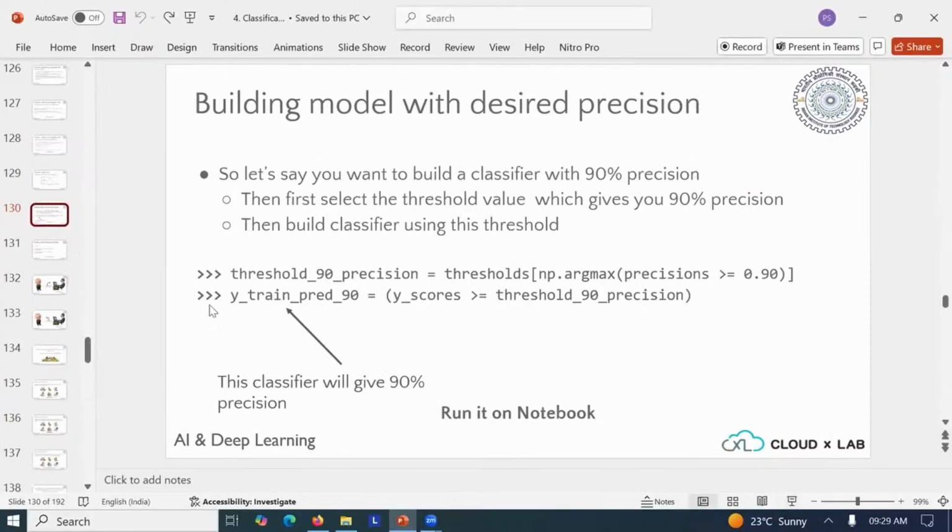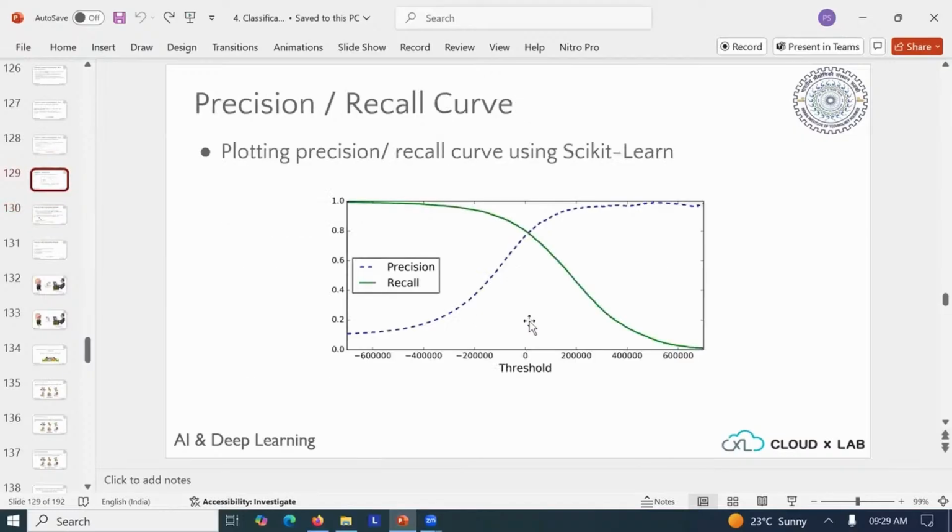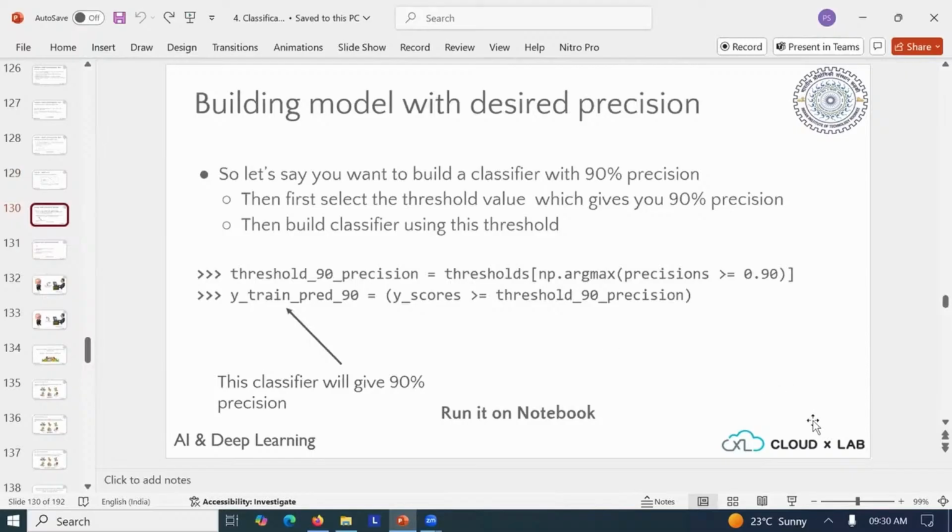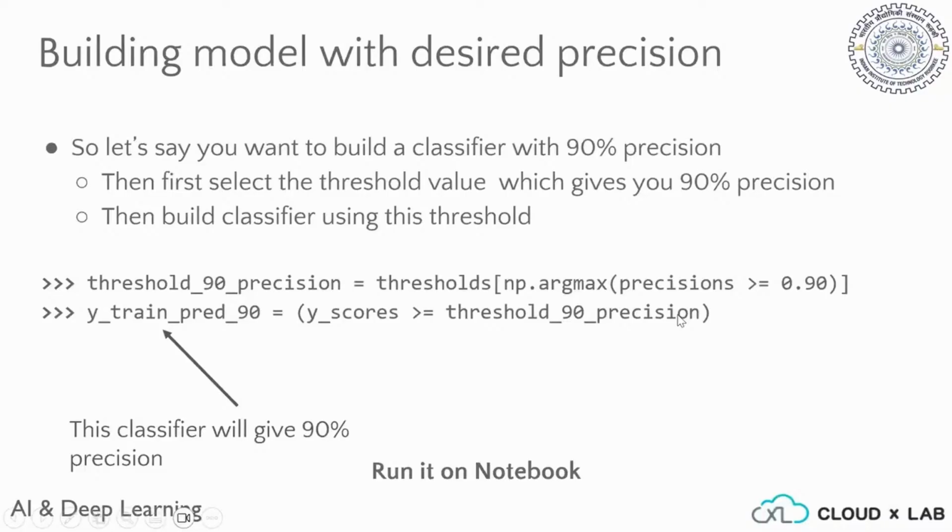So sometimes we want, let's say, high precision. Then using this precision recall curve, we will choose a corresponding suitable threshold, right? Because for each threshold, we will get some precision and some recall value. So now, how can we choose the threshold? Let's say we want 90% precision, we want 0.9 precision, right?